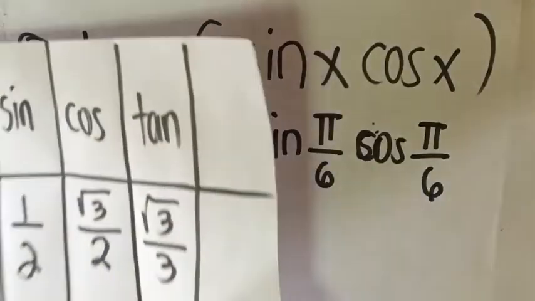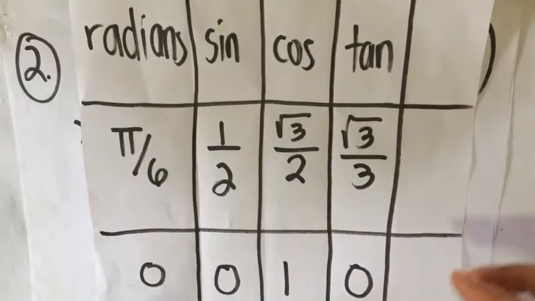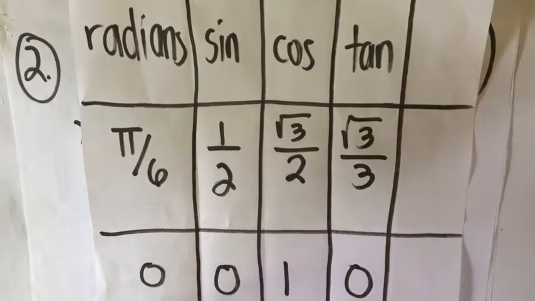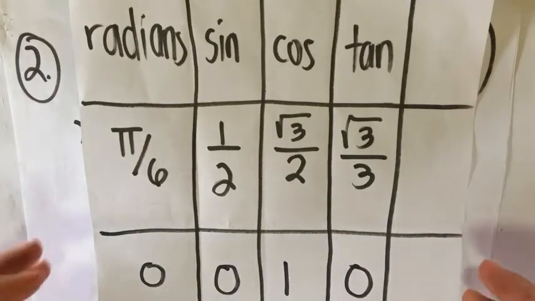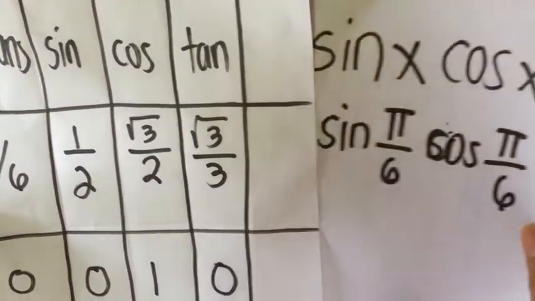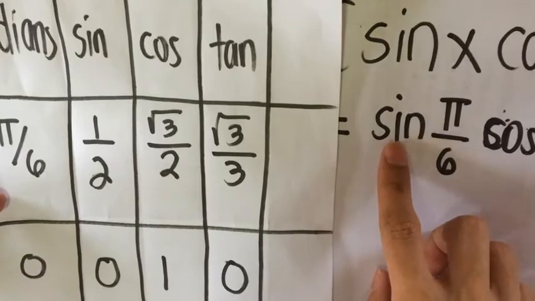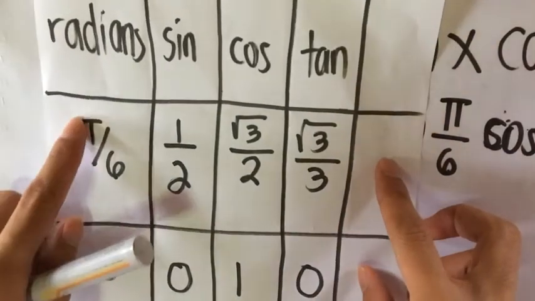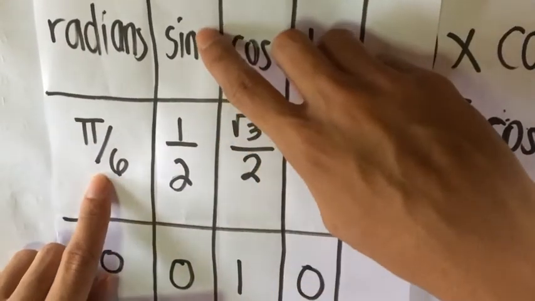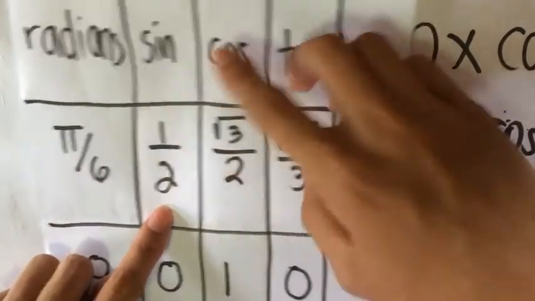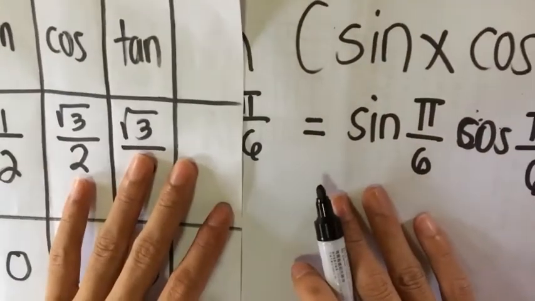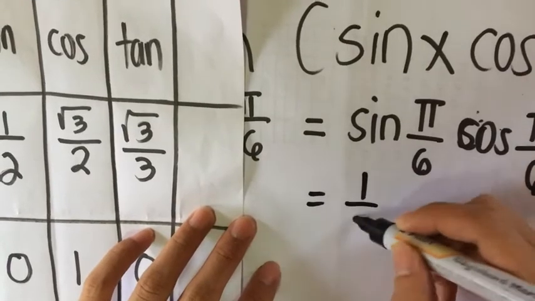You have to go back to your trigonometric table of values. What I gave you is a complete set of trigonometric table of values. Let's begin with sine pi over 6. Where is your pi over 6, and where is your sine? Sine pi over 6, that is 1/2. So this is equivalent to 1/2.